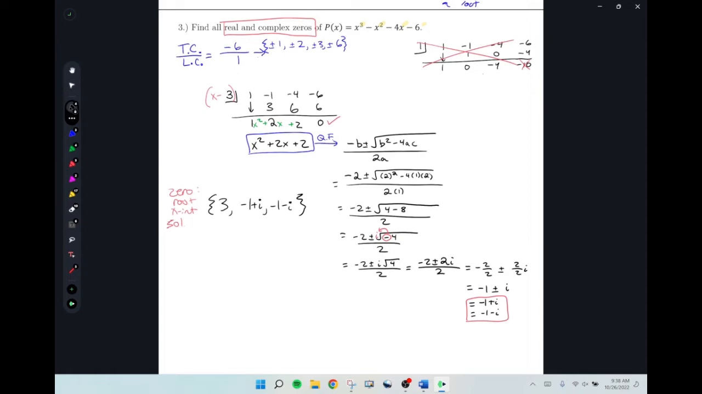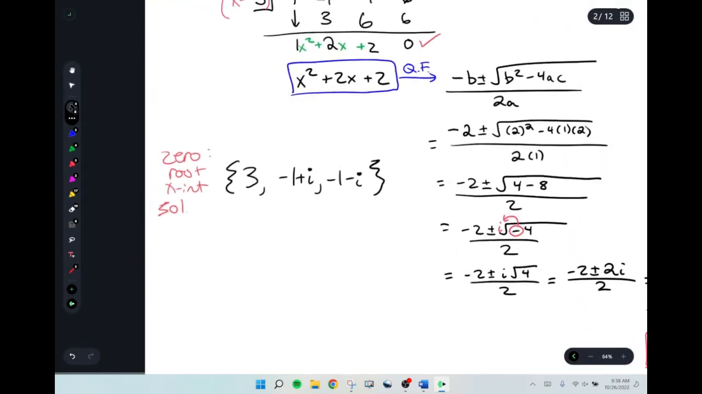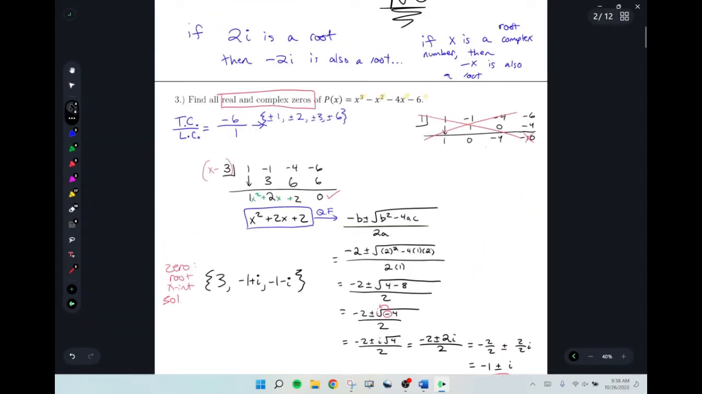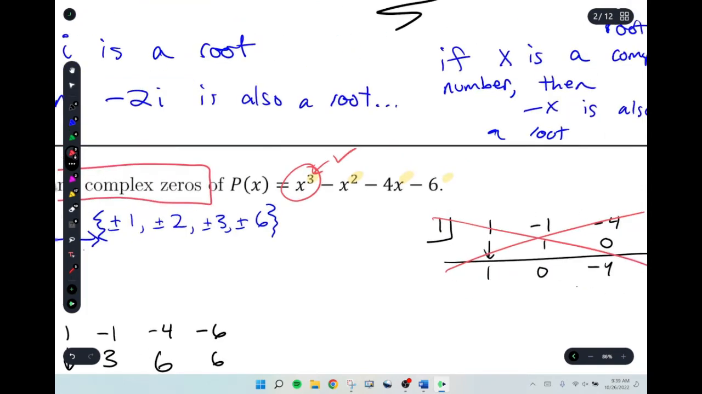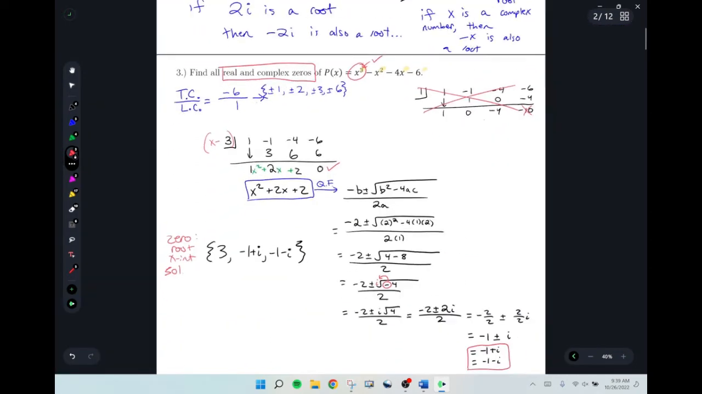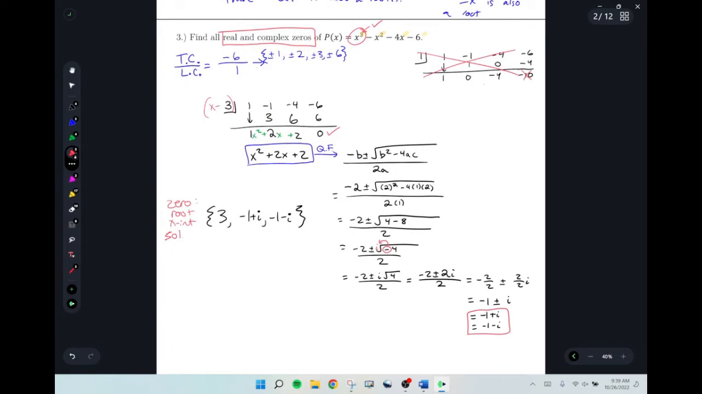How many roots did we just write? 3. We wrote 3 roots. How many roots should we have had if we looked at this problem at the beginning? Yeah. Check. We can't find any more. That's it. That's our roots, real and complex.